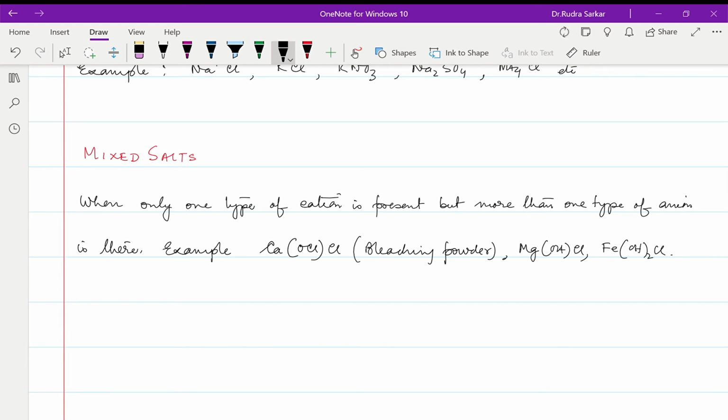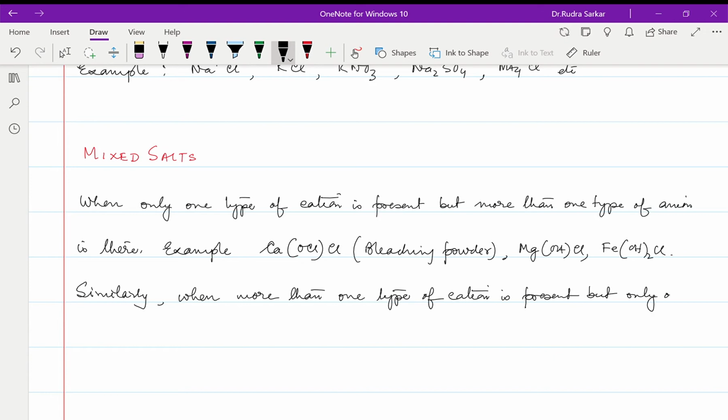Fe(OH)2Cl. So similarly, one can say that when more than one type of cation is present, but only one anion is there.